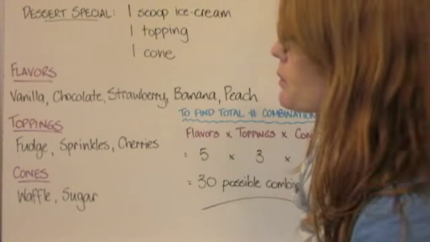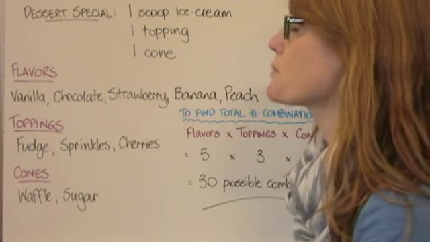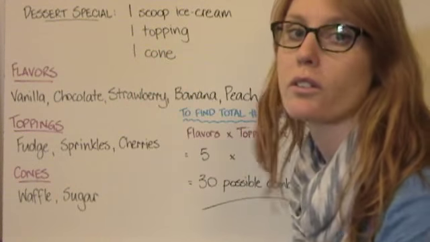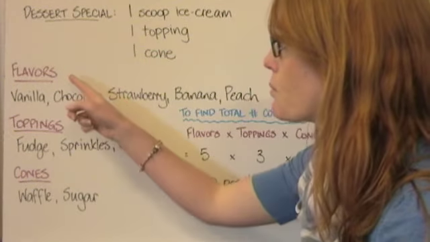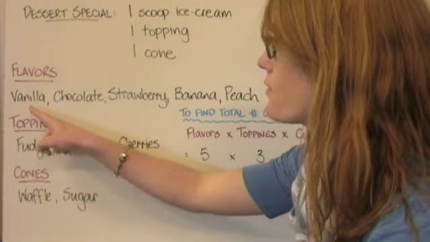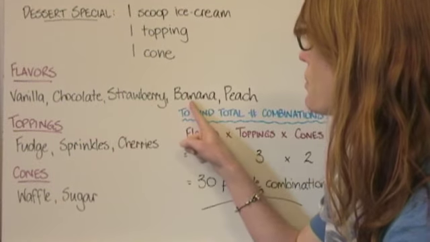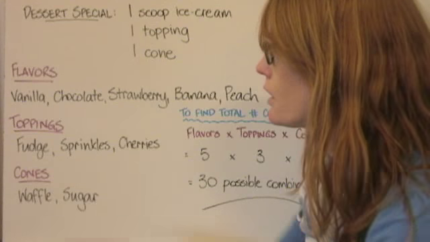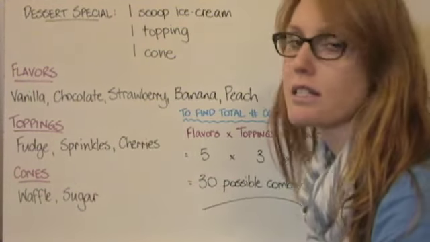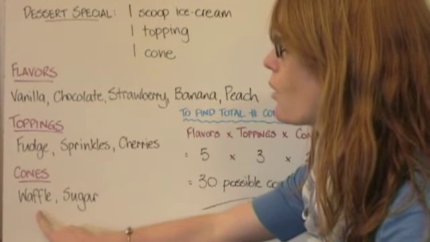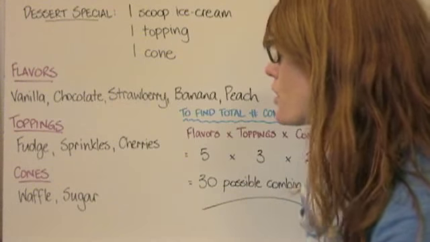Using the counting principle. Let's say we have a dessert special that offers 1 scoop of ice cream, 1 topping, and 1 cone for a special price. The possible flavors of ice cream that you can choose from for this special are vanilla, chocolate, strawberry, banana, and peach. The possible toppings you can choose from for this special are fudge, sprinkles, and cherries. And the possible cones you can choose from for this special are waffle cone and sugar cone.